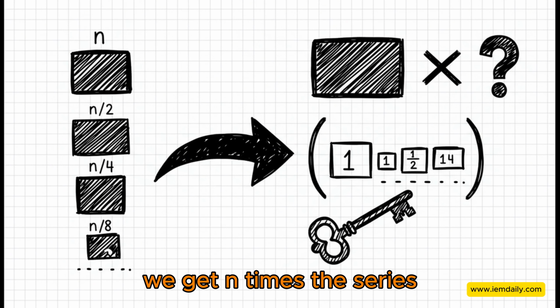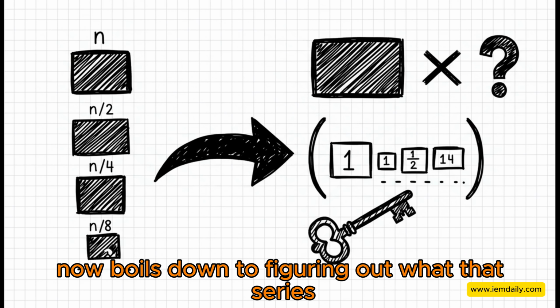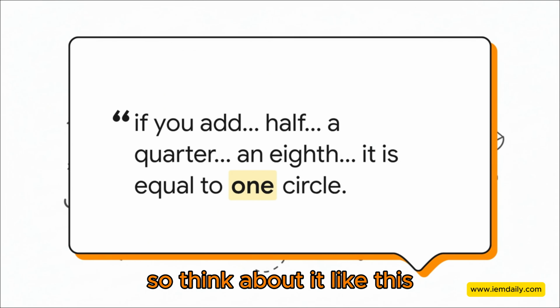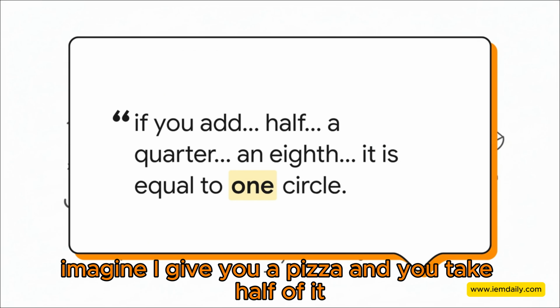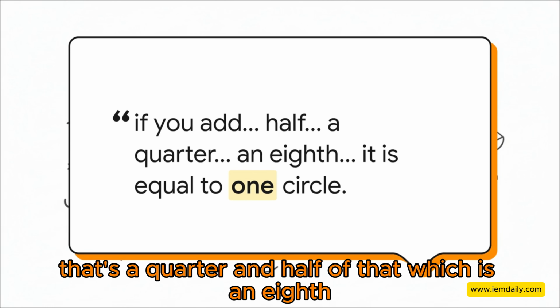And when we do that, we get n times the series 1 plus a half plus a quarter plus an eighth. The entire problem now boils down to figuring out what that series in the parentheses adds up to. So think about it like this. Imagine I give you a pizza, and you take half of it. Then you take half of what's left. That's a quarter. And half of that, which is an eighth.